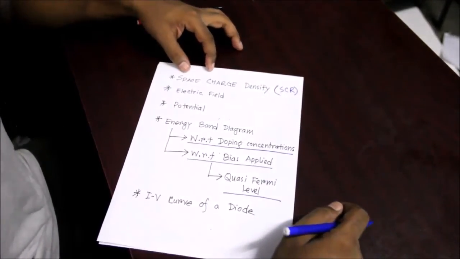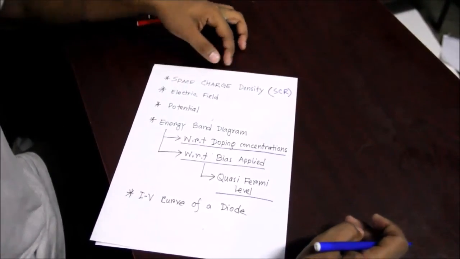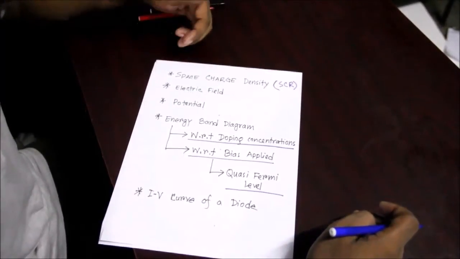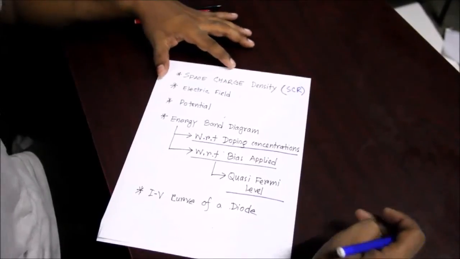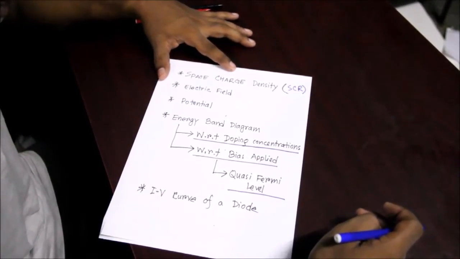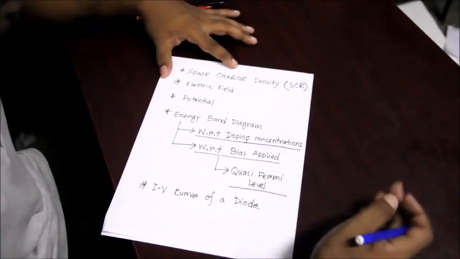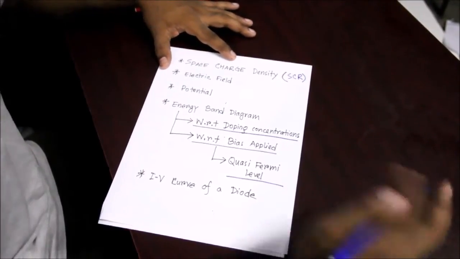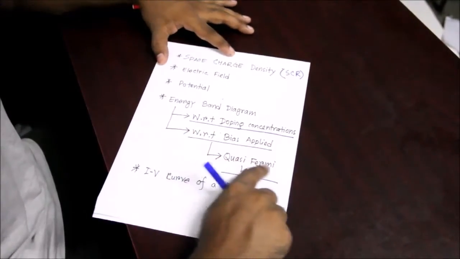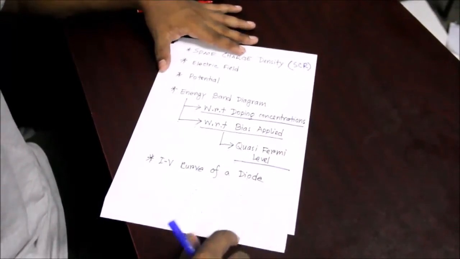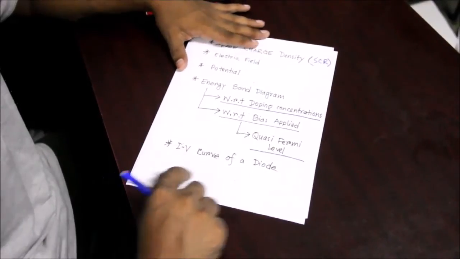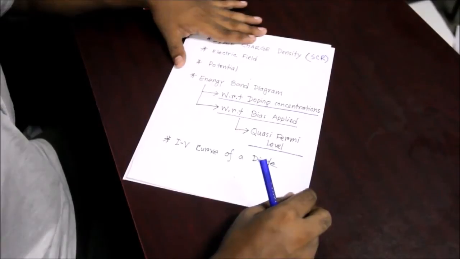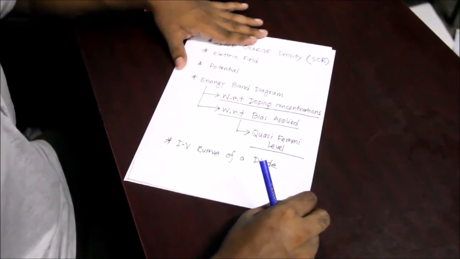At first, we will plot the space charge density in the space charge region. Then we will plot the electric field followed by the potential. Thereafter, we will be plotting the energy band diagram of a PN junction diode with respect to different doping concentrations and as well as with respect to different bias applied. From the second diagram, we will obtain the quasi-Fermi level of the PN junction diode for electron and holes. And finally, we will plot the IV curve of a diode. Let us take you to the MATLAB demonstration of our project.